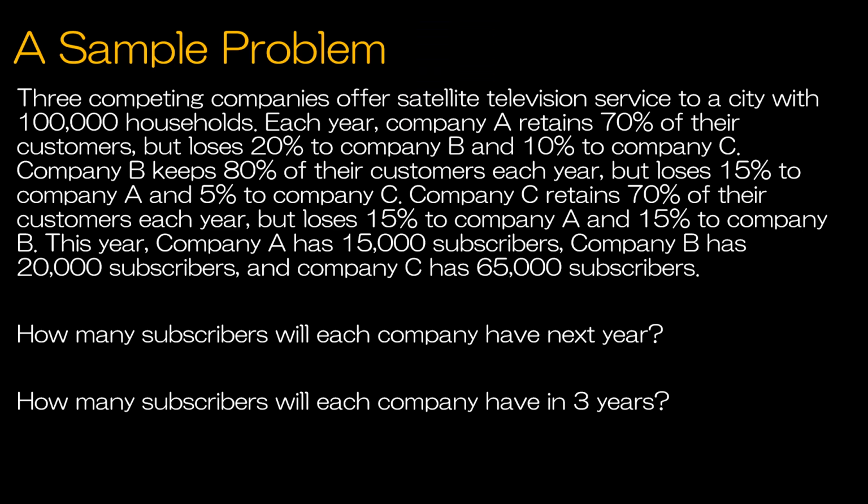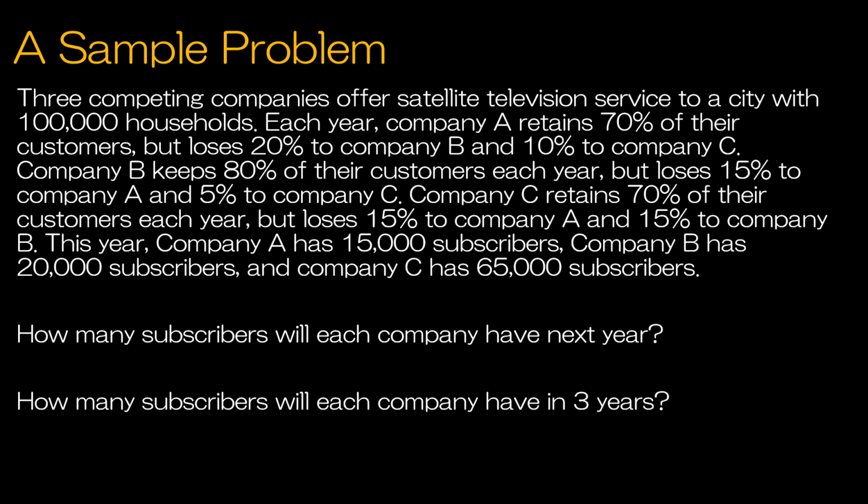We're going to start by looking at a sample problem, and we're going to continue using this sample problem throughout the rest of this long video split into 3 shorter videos. The sample problem has to do with 3 competing companies offering satellite television service to a city with 100,000 households. Each year, Company A retains 70% of their customers but loses 20% to Company B and 10% to Company C. I want you to notice that adds up to 100%.